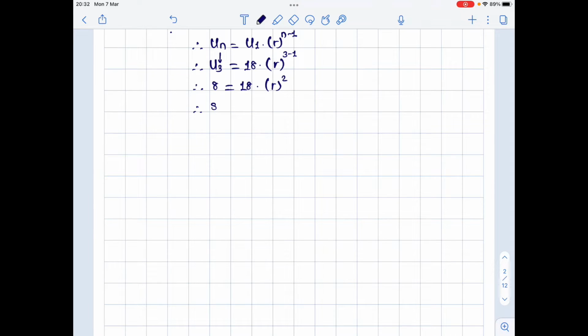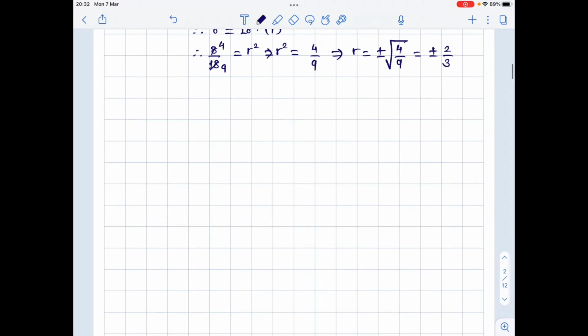Divide both sides by 18, so 8 over 18 is equal to r raised to 2. Gives you r square is equal to, cancel out the common factor, 2 times 4 is 8, 2 times 9 is 18, 4 over 9. Whenever you take a square root, you always get two values, positive or negative. Square root of 4 over 9 gives you positive or negative 2 over 3. Two values of r indicates two sequences with the common first term, which is u1 given as 18.